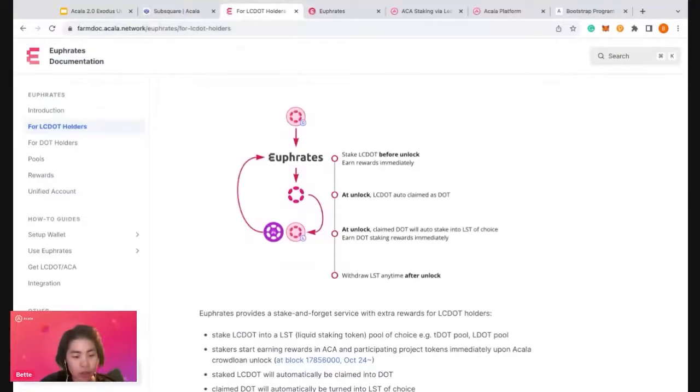Can I change the LCDOT pools? No. So once you stake, you've staked into the pool. And also projects can launch their own pool, right? So for example, if there are new LSTs or new projects, hopefully at the time when the Euphrates projects come, they can actually initialize their own pool in the smart contract, and then set up rewards and things like that. So that's a side question.